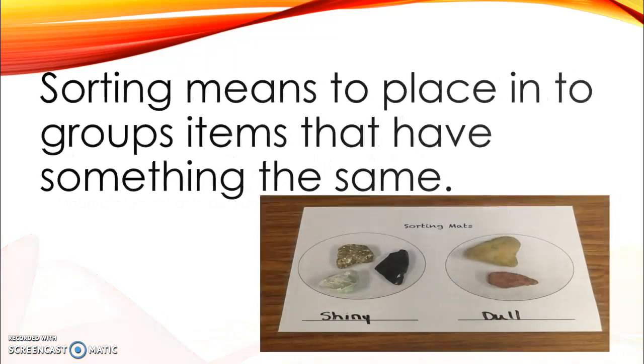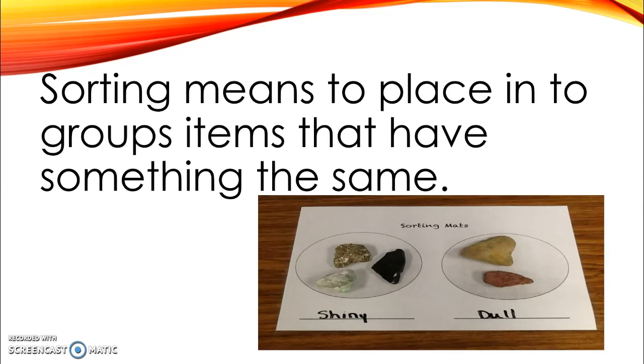The first thing we need to talk about, though, is what sorting means. Sorting means to place into groups items that have something the same. Look at these 5 rocks. They are placed into 2 groups, 3 that are shiny and 2 that are dull or not shiny looking. So they have their groups of what they have the same.